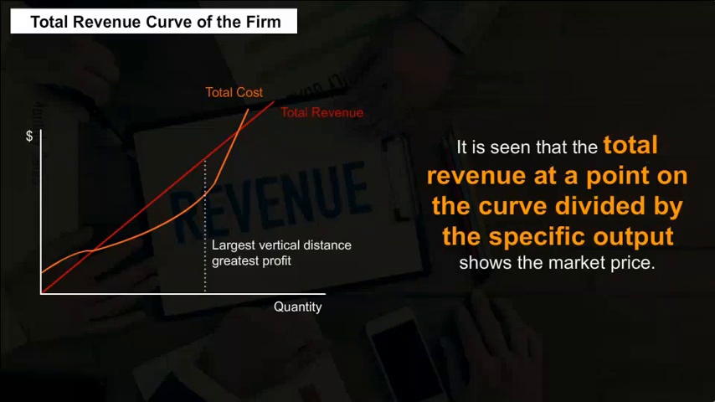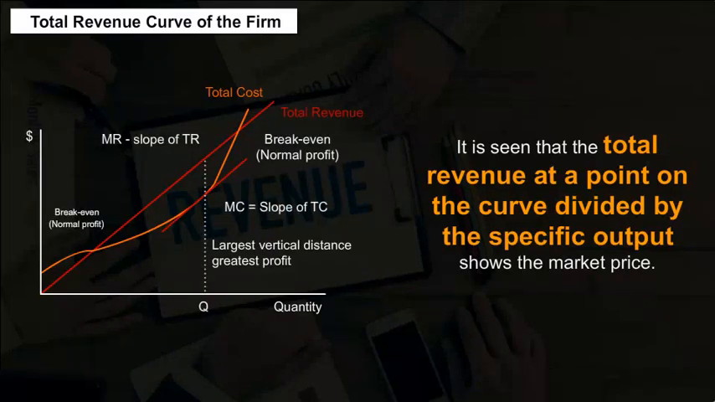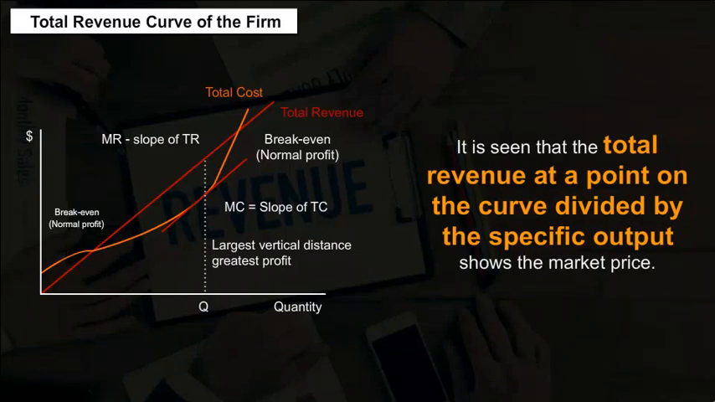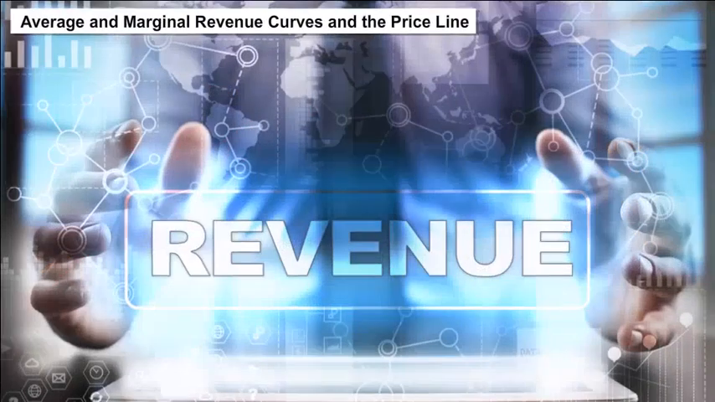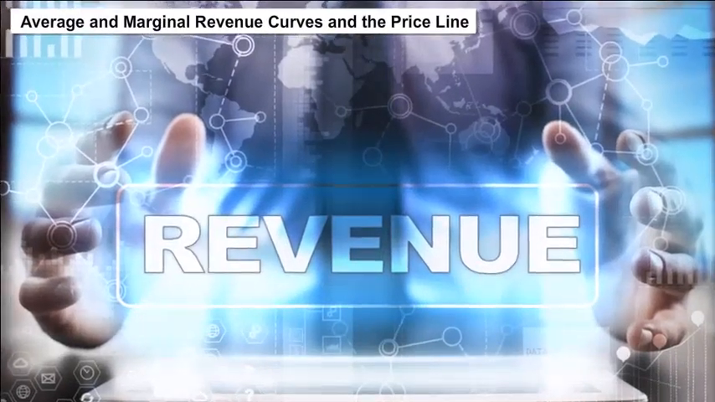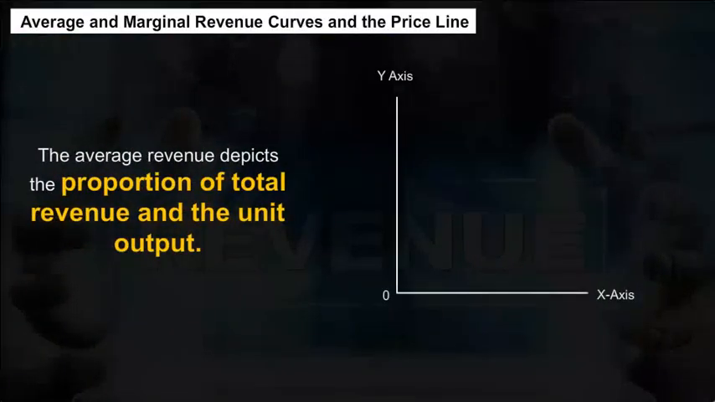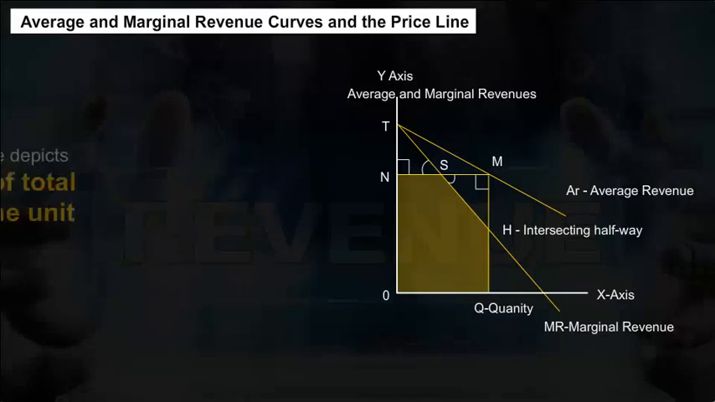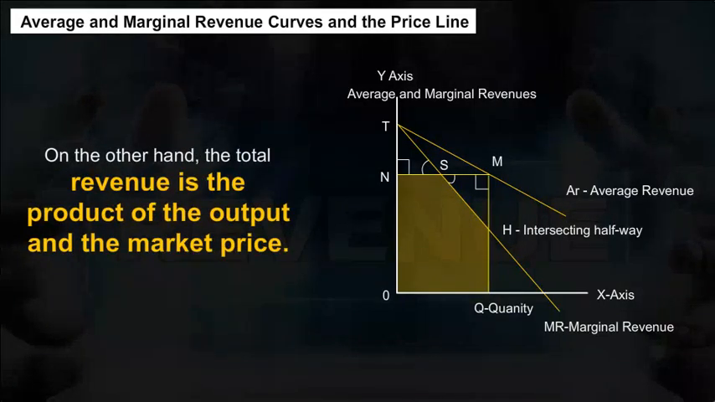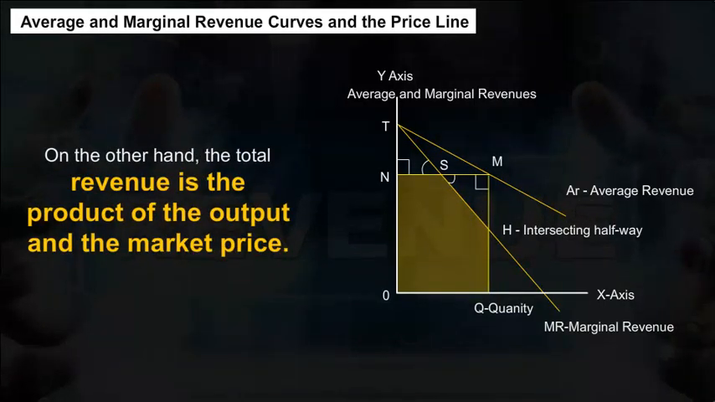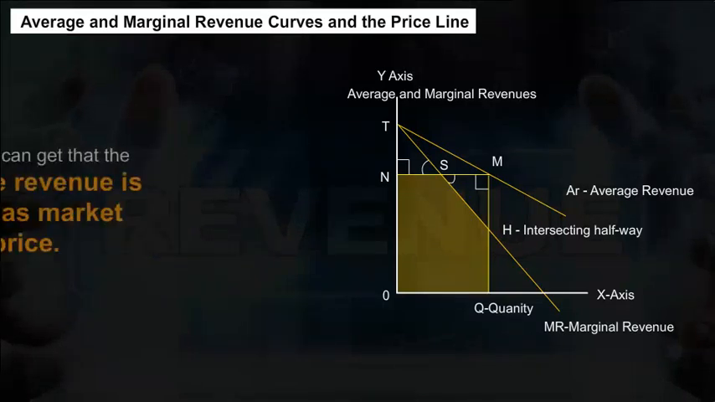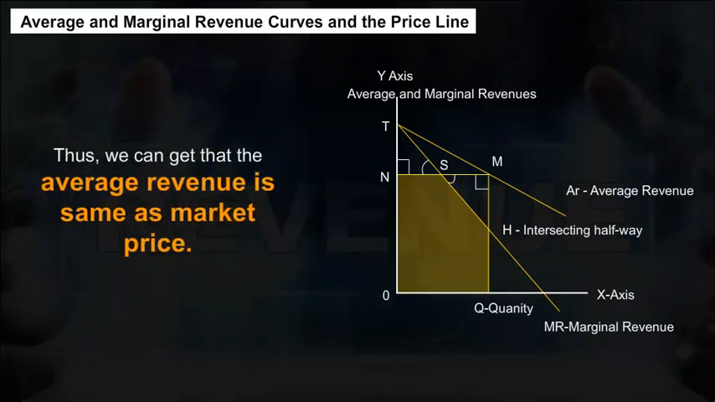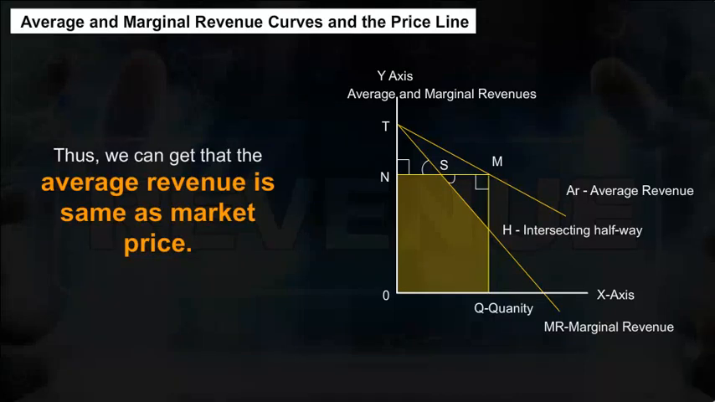It is seen that the total revenue at a point on the curve divided by the specific output shows the market price. Average and marginal revenue curves and the price line. The average revenue depicts the proportion of total revenue and the unit output. On the other hand, the total revenue is the product of the output and the market price. Thus, we can get that the average revenue is the same as the market price.